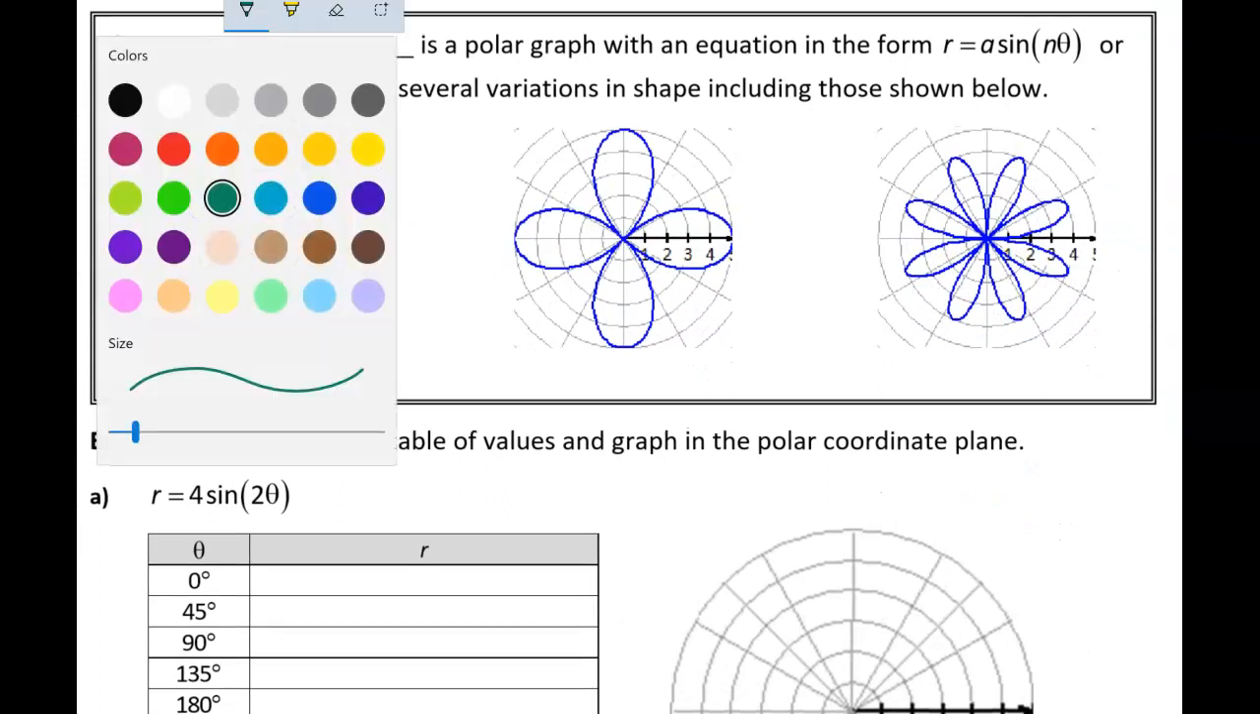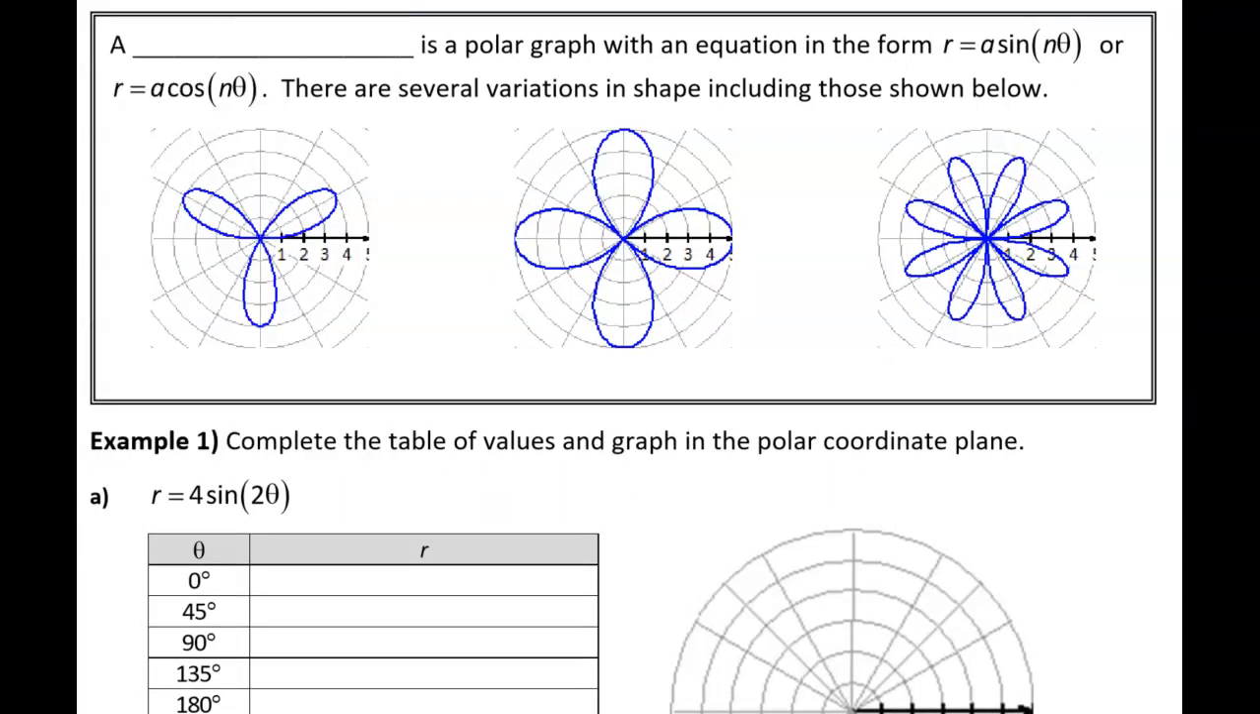A Rose curve is a polar graph that has an equation in the form r equals a times sine of n times theta, or r equals a times cosine of n times theta. There are several different kinds of Rose curves, and they're just classified by the number of petals. So there are 3 petals in this first one, 4 petals in the second, and it looks like we have a total of 8 petals in that final one on the right.